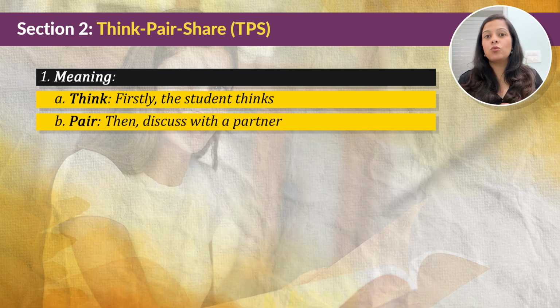Then comes the next stage, which is pair. Each student then turns to a partner sitting next to them and they discuss what they thought. This stage gives students a chance to speak their mind, listen to someone else's viewpoint, and sometimes even refine their own understanding. So, what is happening? Now, after they have thought about a topic in silence, they are ready to share the idea with the world. They are discussing it with their partner, understanding how their viewpoint is different from somebody else's viewpoint, and they are also able to refine their own understanding.